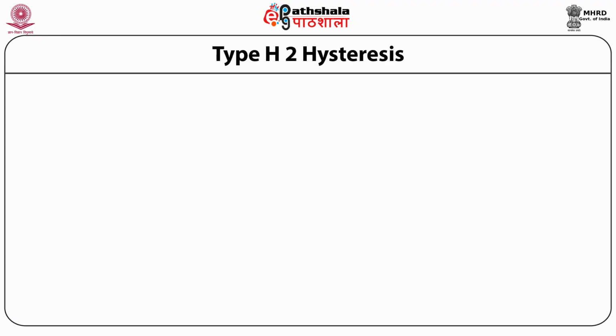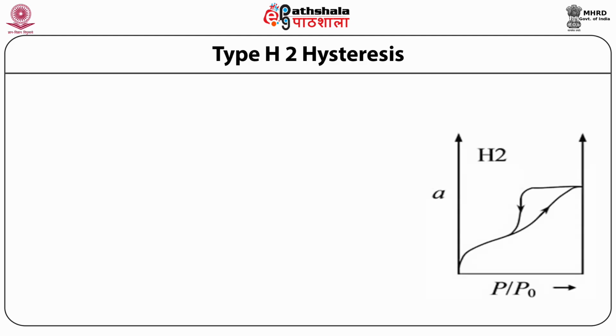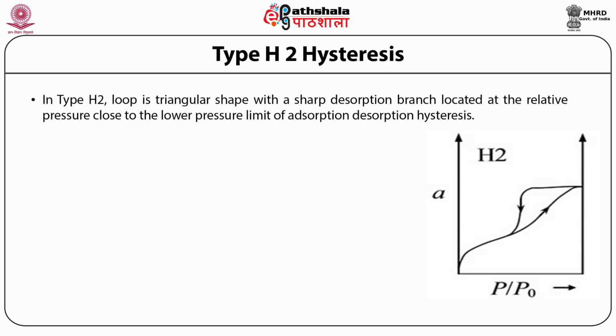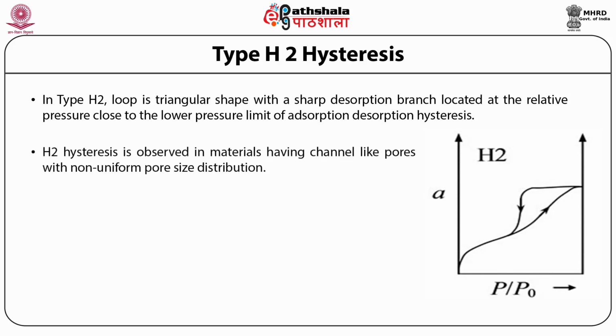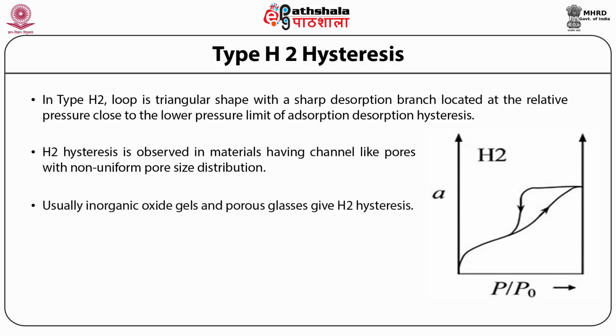The type H2 hysteresis. In this type, as seen in the graph, the loop is triangular in shape with a sharp desorption branch located at a relative pressure close to the lower pressure limit of adsorption-desorption hysteresis. H2 hysteresis is observed in materials having channel-like pores with non-uniform pore size distribution. Usually inorganic oxide gels and porous glasses give H2 type of hysteresis.